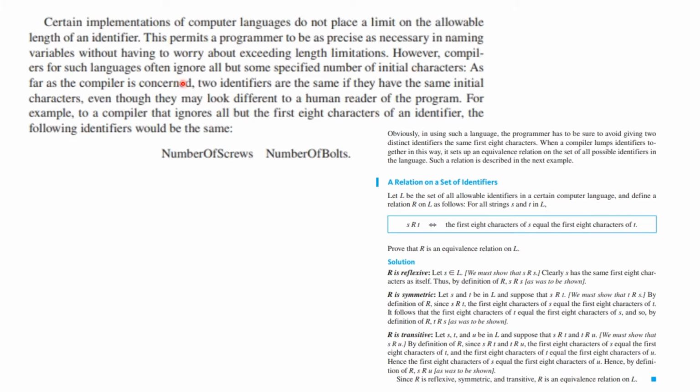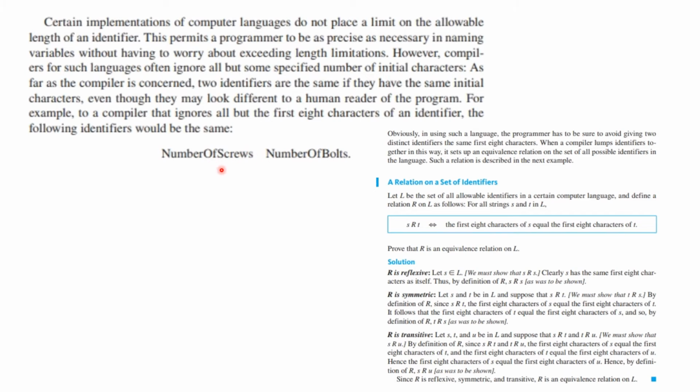However, compilers for such languages often ignore all but some specified number of initial characters. As far as the compiler is concerned, two identifiers are the same if they have the same initial characters, even though they may look different to the human reader of the program. For example, to a compiler that ignores all but the first 8 characters of an identifier, the following identifiers would be the same: number of screws and number of bolts.